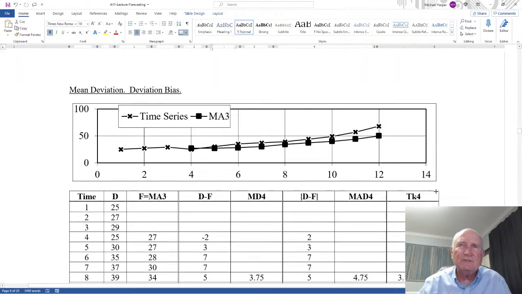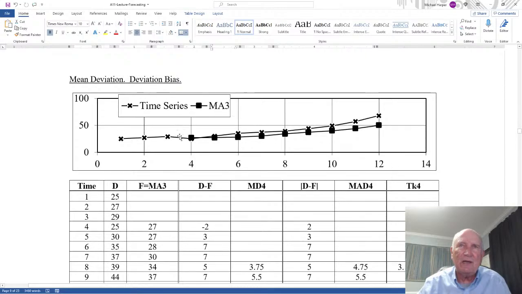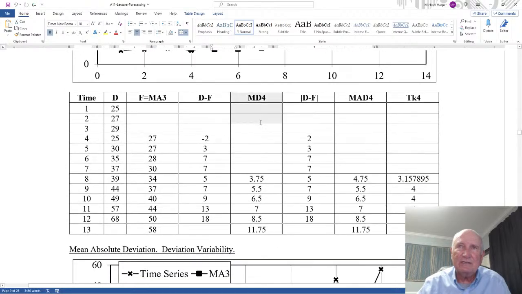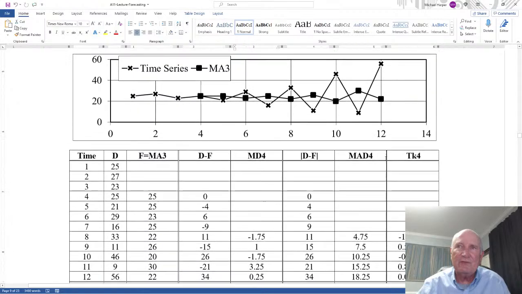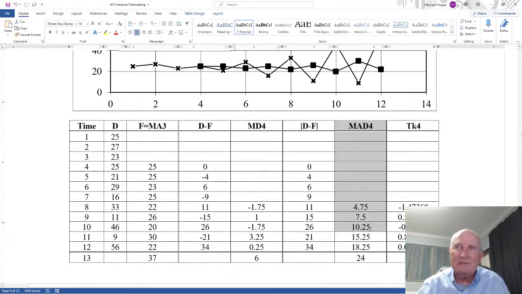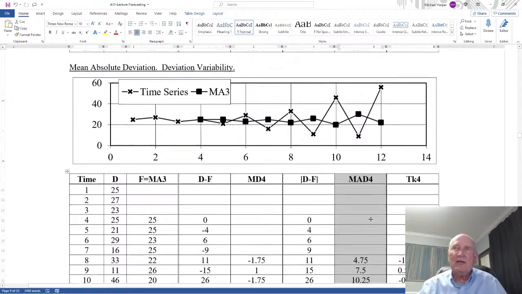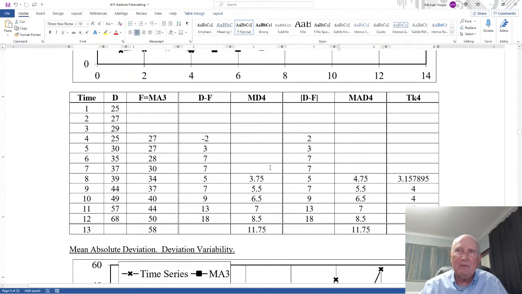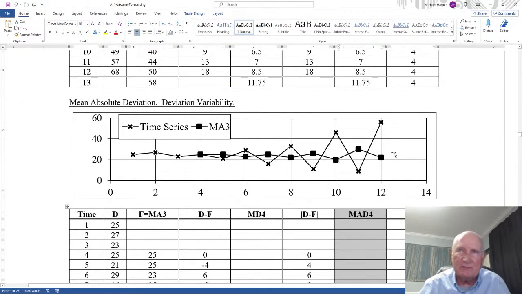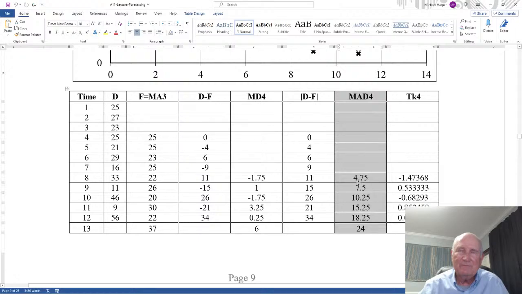To illustrate deviation bias, I have a time series here that starts increasing. You can see how the differences here begin to increase. Well, that should increase the mean deviation, and it does: 3, 5, 6, 7, 8, 11. Here we have variability that increases, so the variability should be reflected in the MAD, and it is: 4, 7, 10, 15, 18, 24. So all I'm doing here is illustrating what the bias looks like in a graph and a table, and what variability looks like in a graph and a table. Okay.